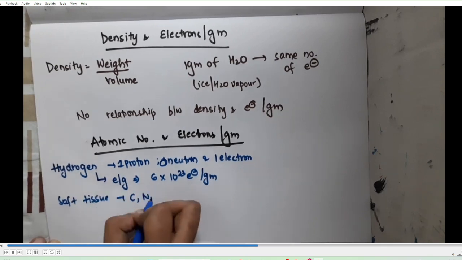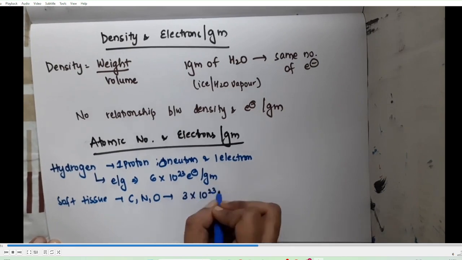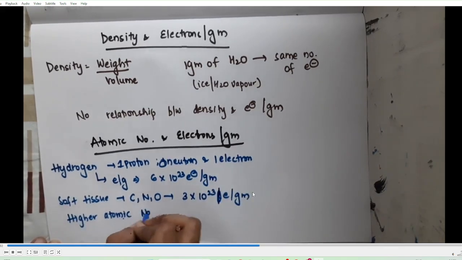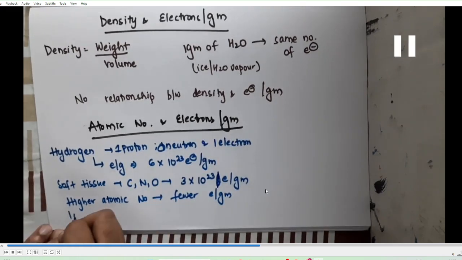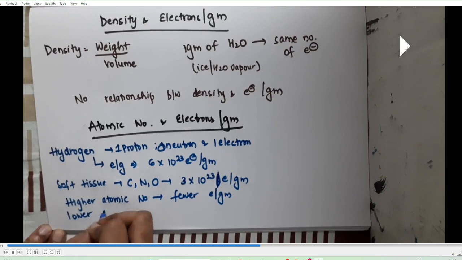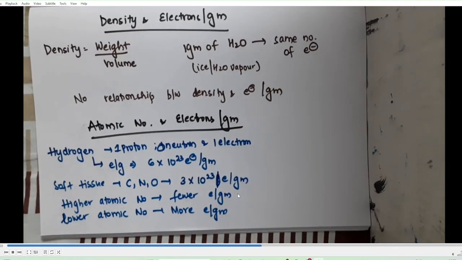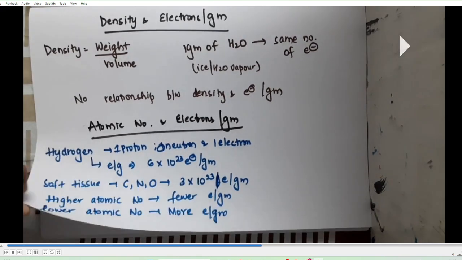Elements in soft tissues like carbon, nitrogen and oxygen all have equal numbers of protons and neutrons, so this value is halved to 3 x 10^23 electrons per gram. Higher atomic number elements will have even fewer electrons per gram because of the increased number of neutrons. In general, lower atomic numbers have more electrons per gram when compared to higher atomic numbers.